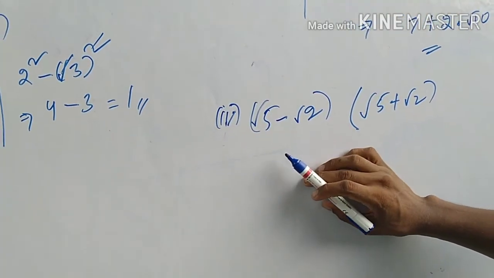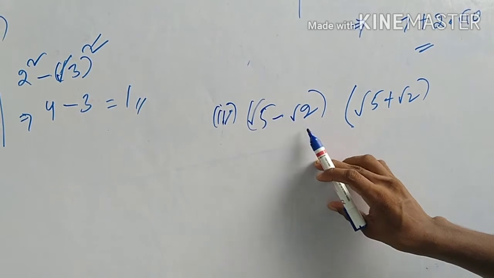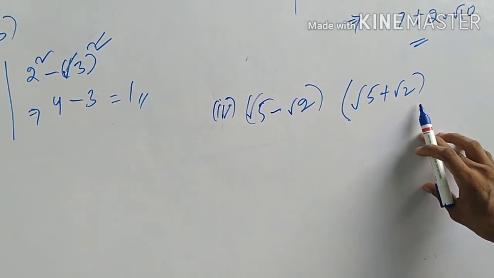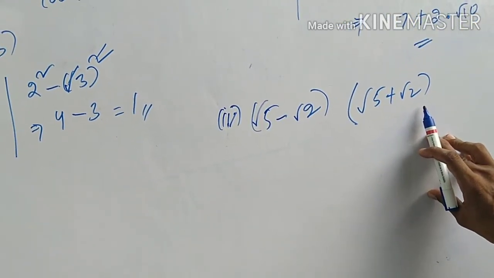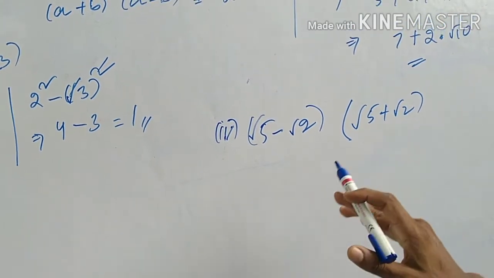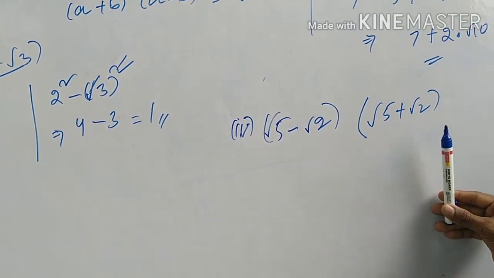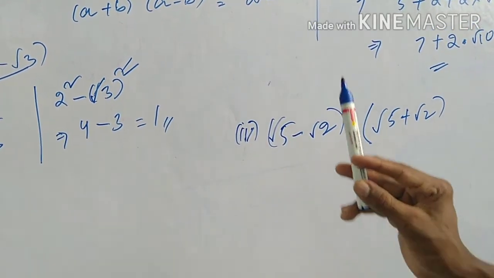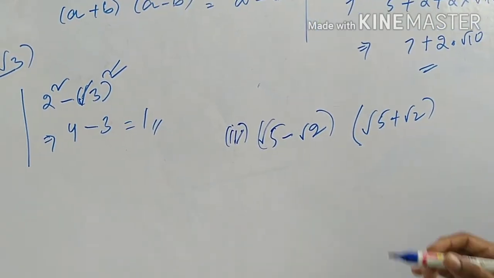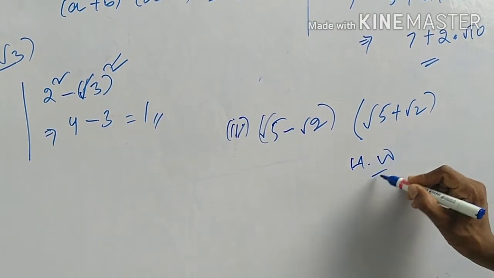In example 15, our fourth question is root 5 minus root 2 into root 5 plus root 2. It is also similar to the second problem, that is 2 plus root 3 into 2 minus root 3. The algebraic identity is a plus b into a minus b. The result is a square minus b square. This is homework.